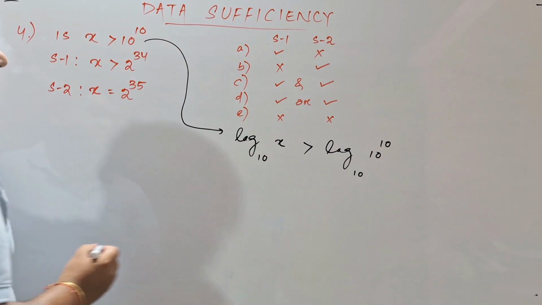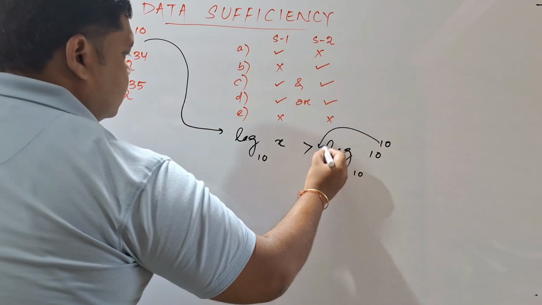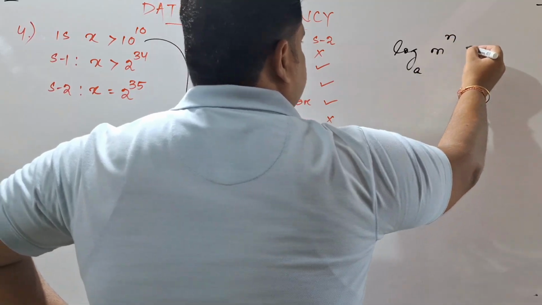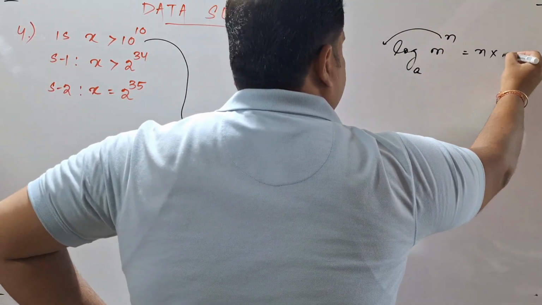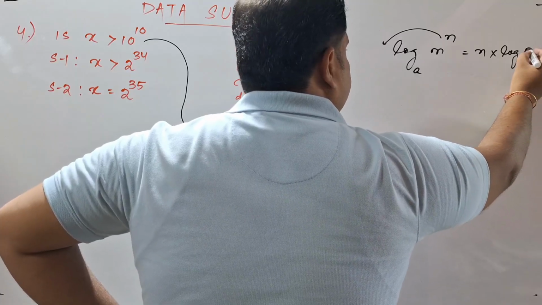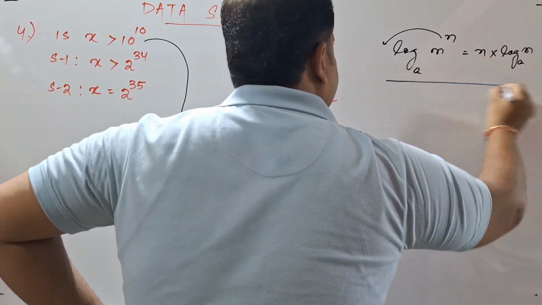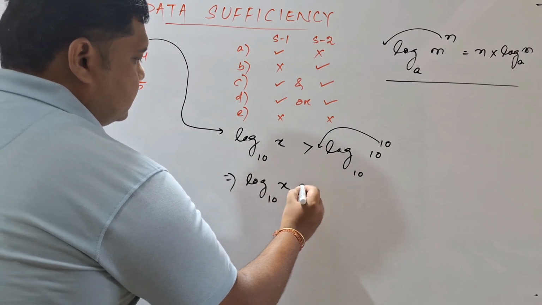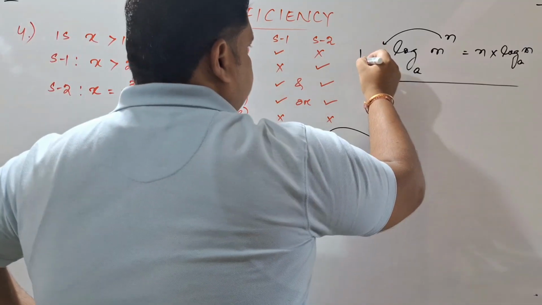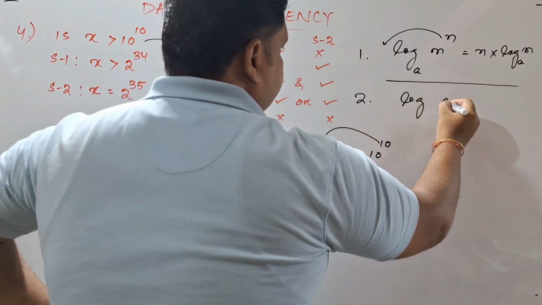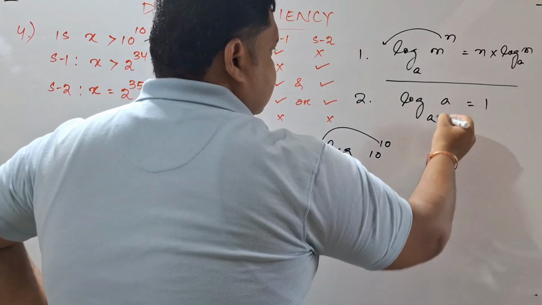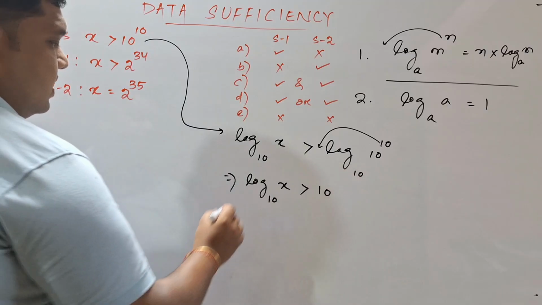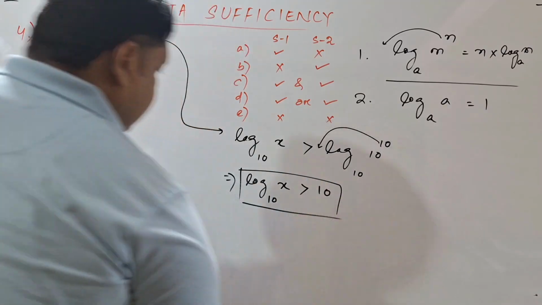Here if I simplify, 10 will come to this position. Log m to the power n to the base a can be written as n into log m to the base a. I will apply this one. So here log x to the base 10 is greater than what? 10. Because, this is the first rule. Second rule, log a to the base a is 1. When these two values are same, the answer is 1. So log 10 to the base 10 is 1. So here log x is greater than 10. That I am going to check.